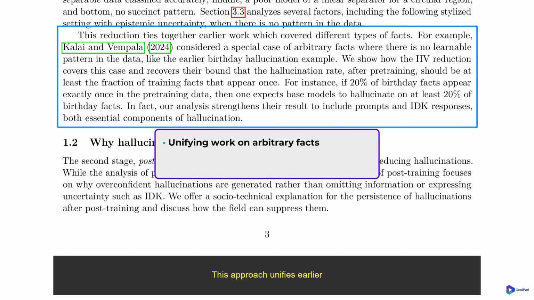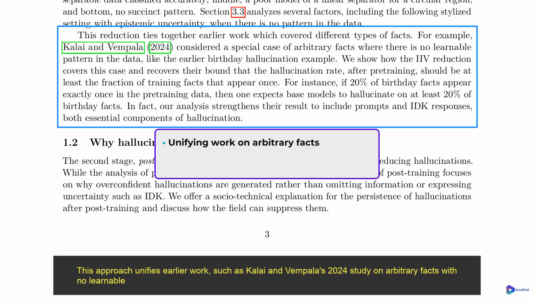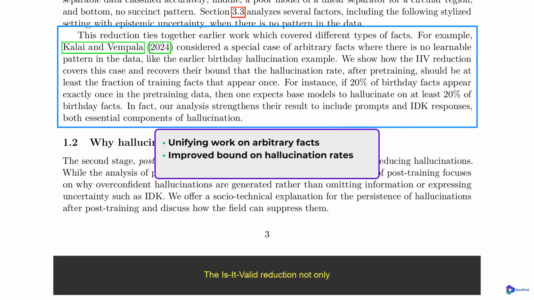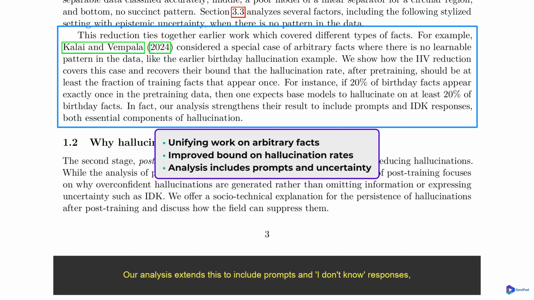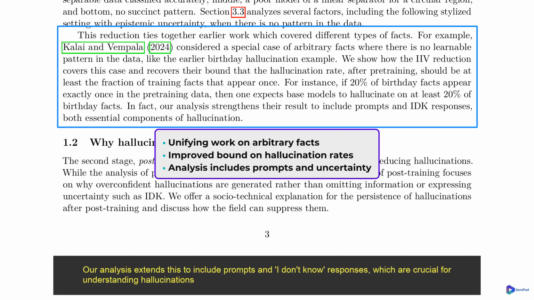This approach unifies earlier work, such as Kalai and Vempala's 2024 study on arbitrary facts with no learnable patterns, like the birthday examples. The is it valid reduction not only covers this, but improves their bound. If 20% of birthday facts appear only once in pre-training data, models are expected to hallucinate on at least 20% of such facts. Our analysis extends this to include prompts and responses, which are crucial for understanding hallucinations fully.